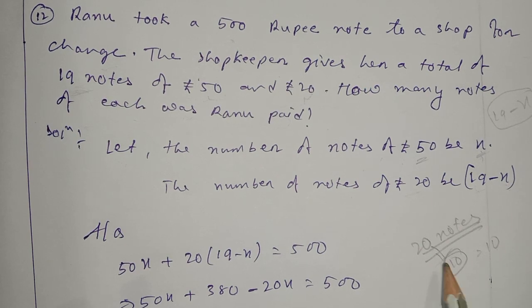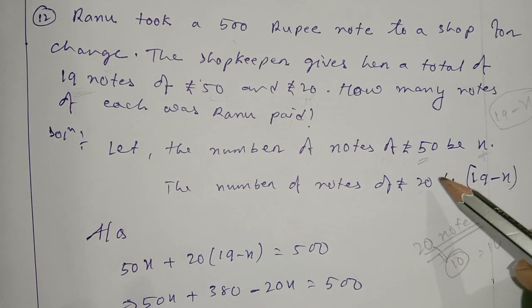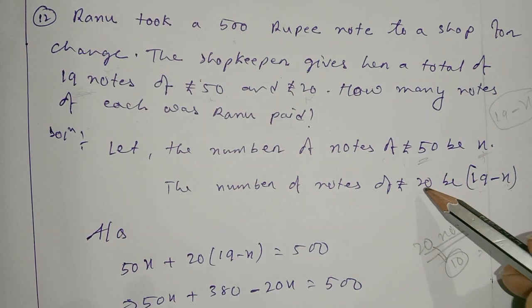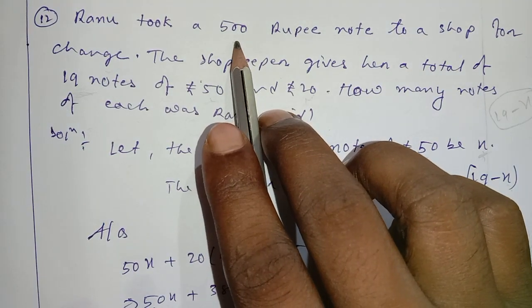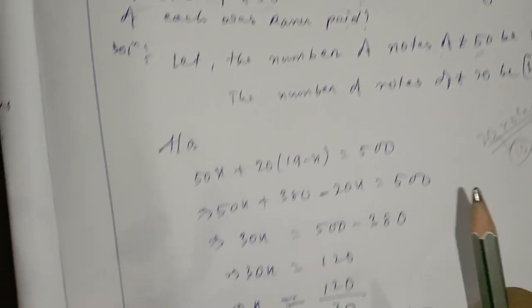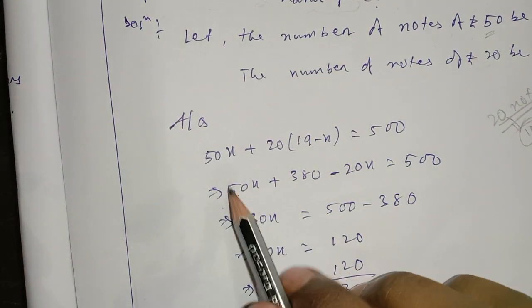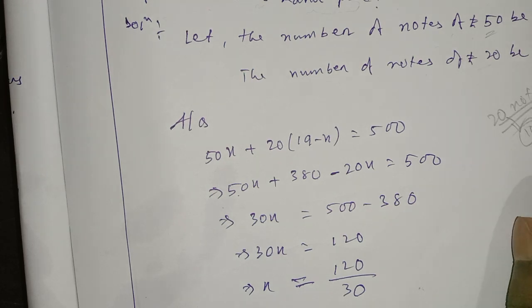Now according to the question, the amount from the notes of 50 plus the amount from the notes of 20 gives us 500, because the total amount is 500 only. So both are added. According to the question, for 50 we have 50x, plus for 20 we have 20 into (19 minus x).